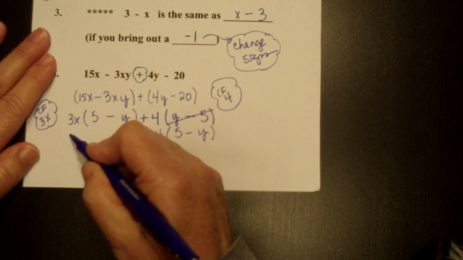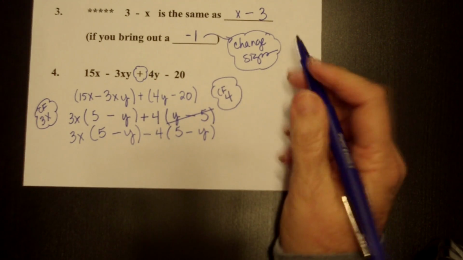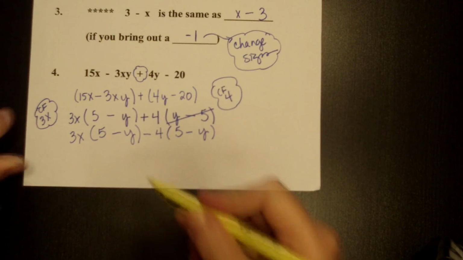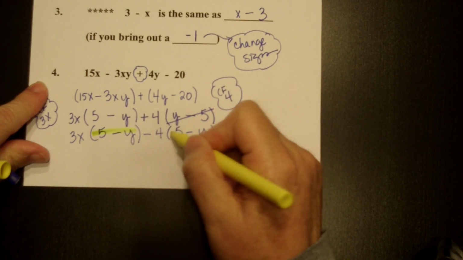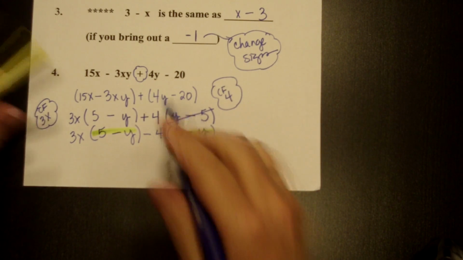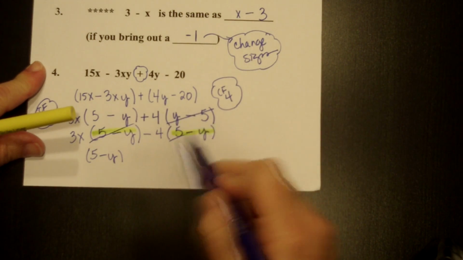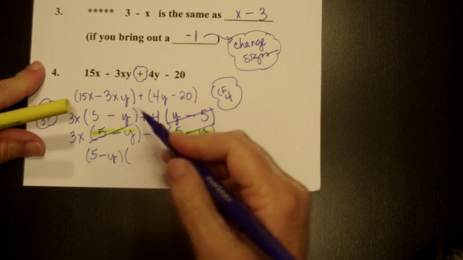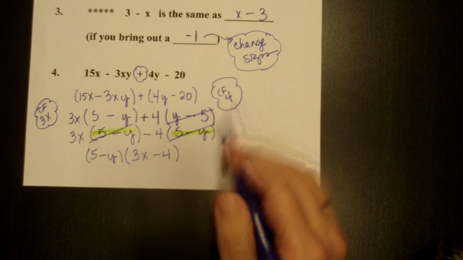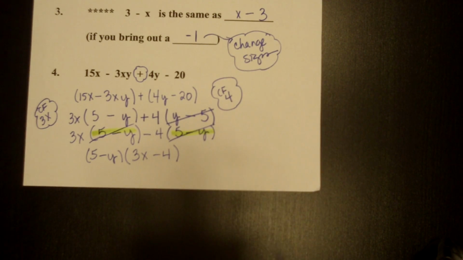All right, so now I'm going to write the first part. And then I'm going to look for my common factor. Well, hopefully by now you see that we did that for a reason. We wanted these to be the same because that's going to be my next common factor, 5 minus y. So we're going to bring out 5 minus y. That's my common factor. I'm going to cross those out. And then what's the leftovers? 3x minus 4 in the next parentheses. And your answer would be 5 minus y times 3x minus 4 for this one.